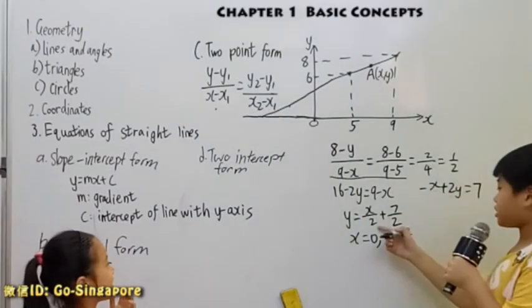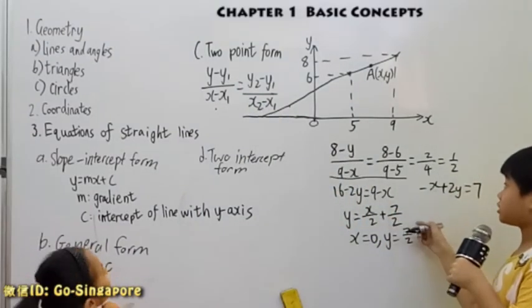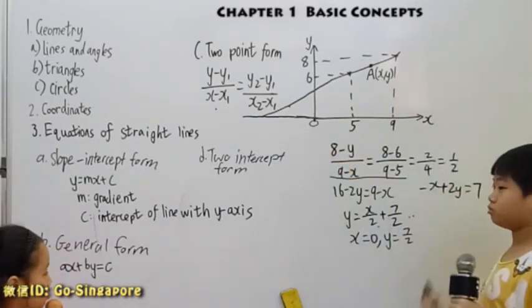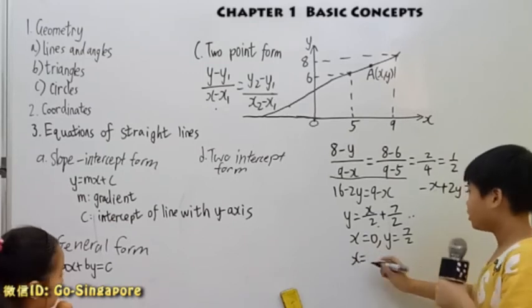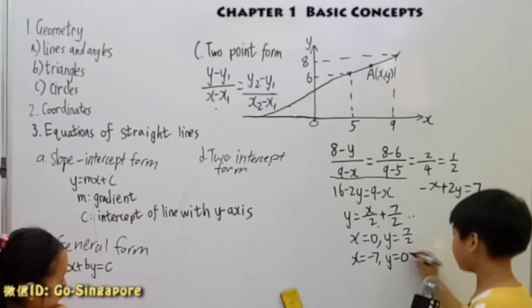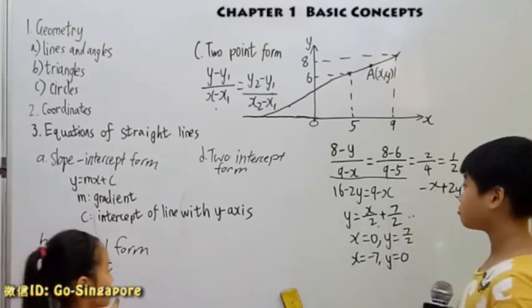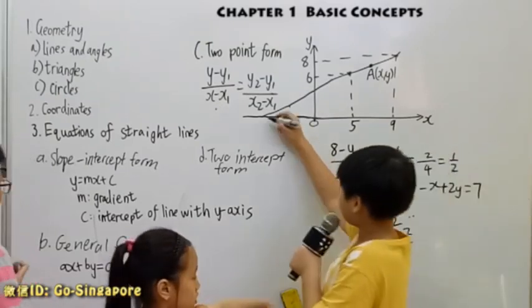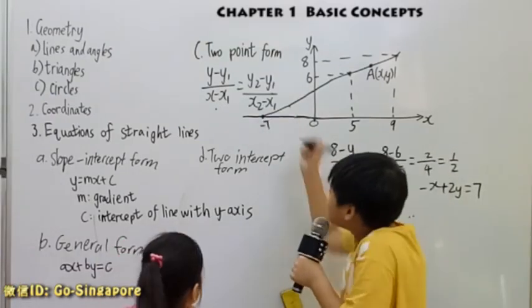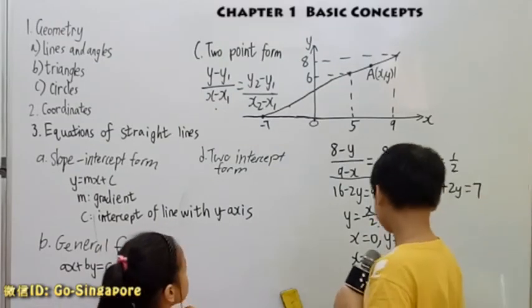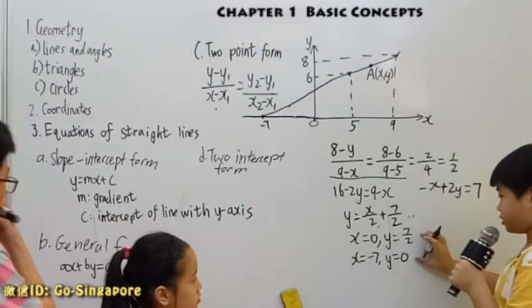You see, how can we make this a zero? Because in this case, y is zero. How can we make it a zero? Of course, it's very obvious that we use negative 7. Like this. Right? So that means here, this will be a negative 7. Now we have these two.